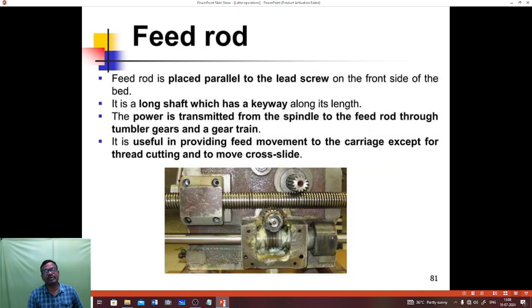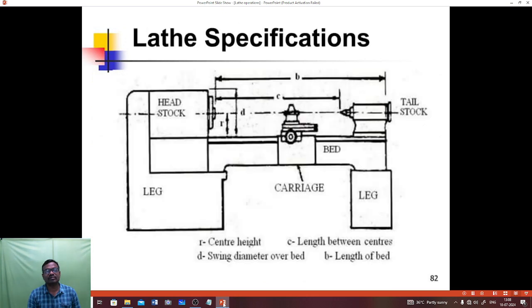Feed rod is placed parallel to the lead screw on the front side of the bed. It is a long shaft which has a keyway along its length. The power is transmitted from the spindle to the feed rod through tumbler gears and gear drive.